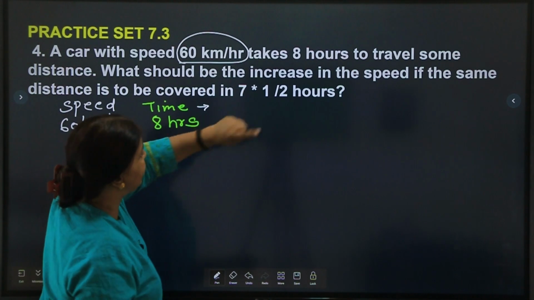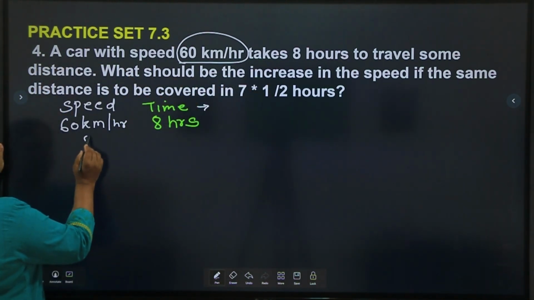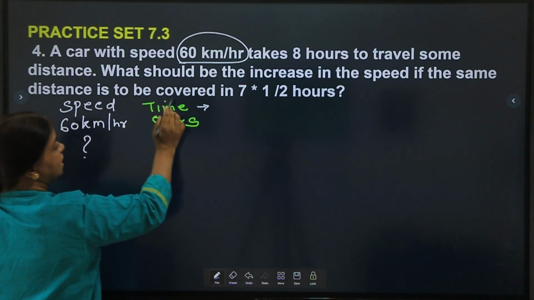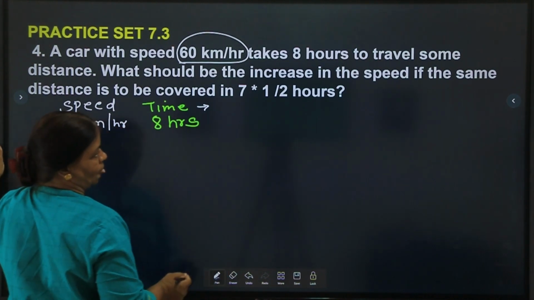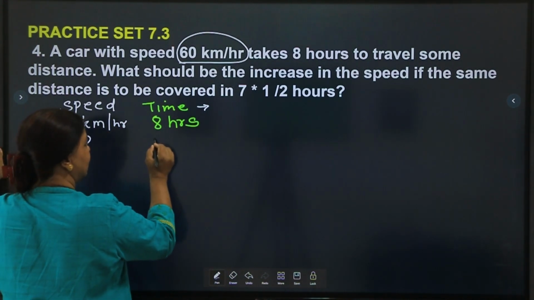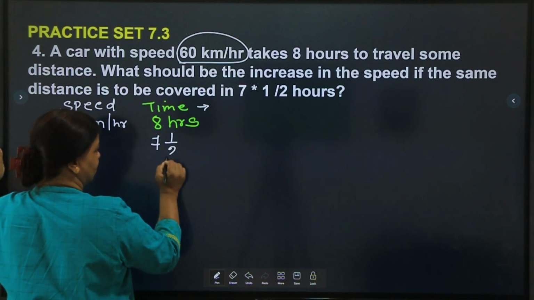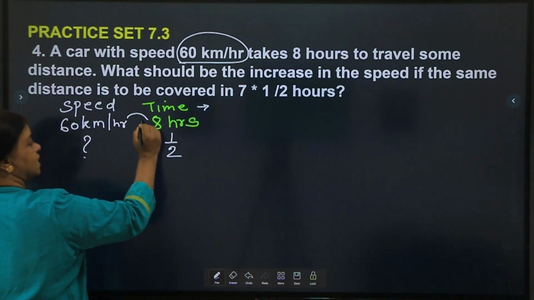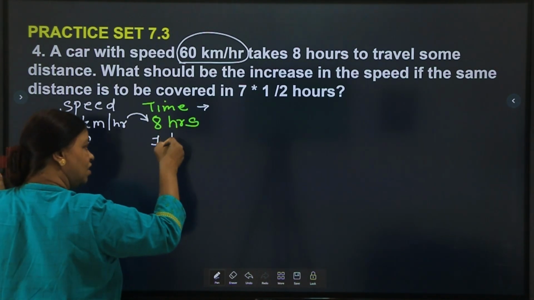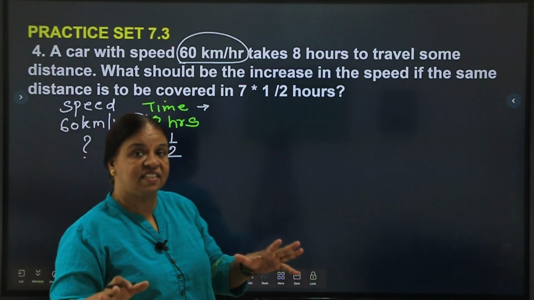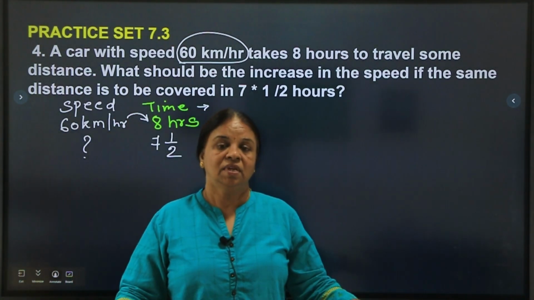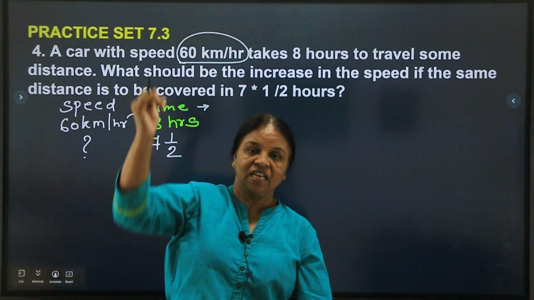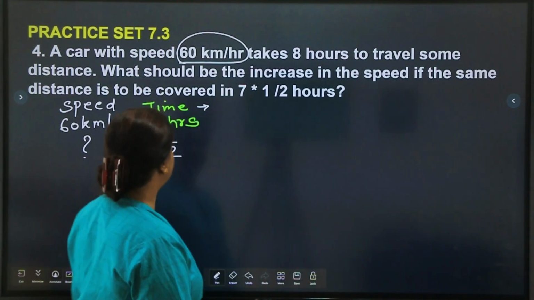What should be the increase in the speed if the same distance is to be covered in 7.5 hours? So time taken is 7.5 hours. Less time; at 60 km speed, time is 8 hours. So now the time has decreased, the distance has remained the same. Time has decreased means speed should increase. One quantity is decreasing, the other is increasing. This variation is known as inverse variation.